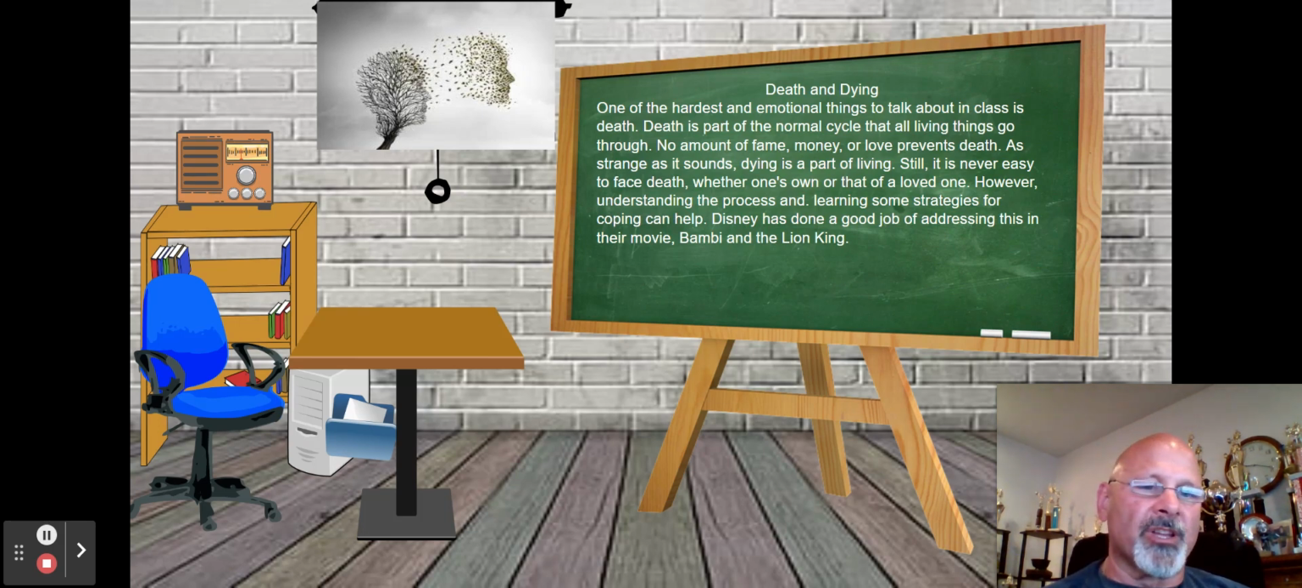Disney has done a really good job of addressing this in their movies, in particular Bambi and The Lion King. In Bambi, Bambi's mother was shot by a hunter, and they did it in a way that it wasn't graphic, but what it implied showed the emotions involved. And then The Lion King, where the king was basically killed by wildebeest, and it shows what his cub had to go through.